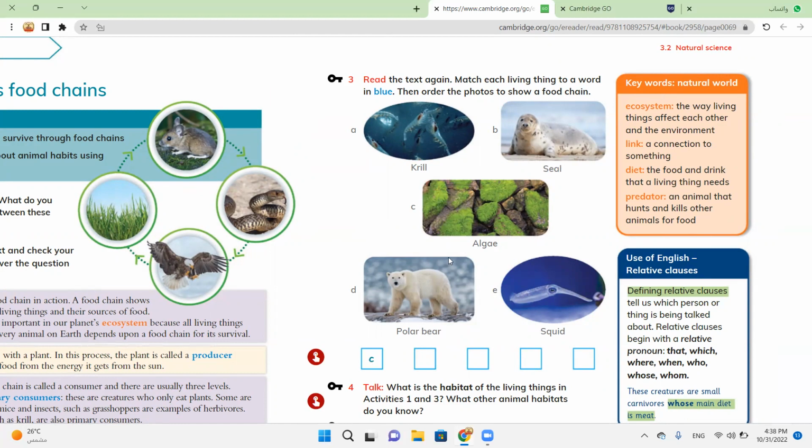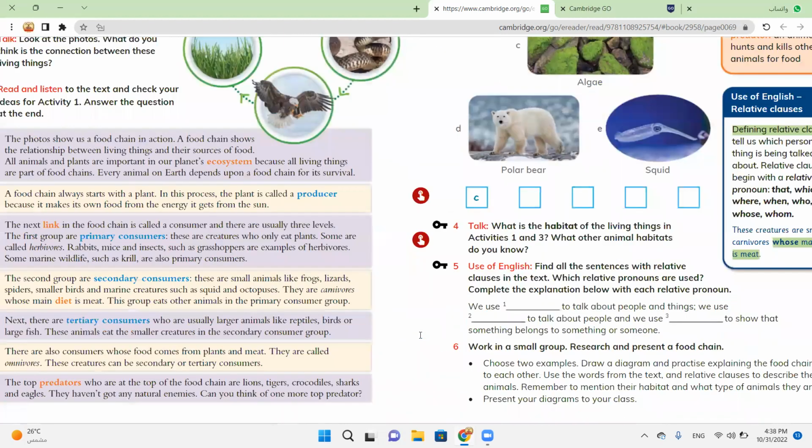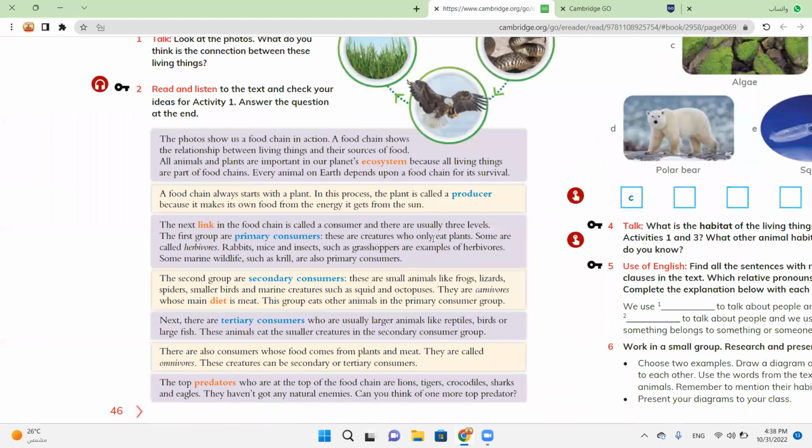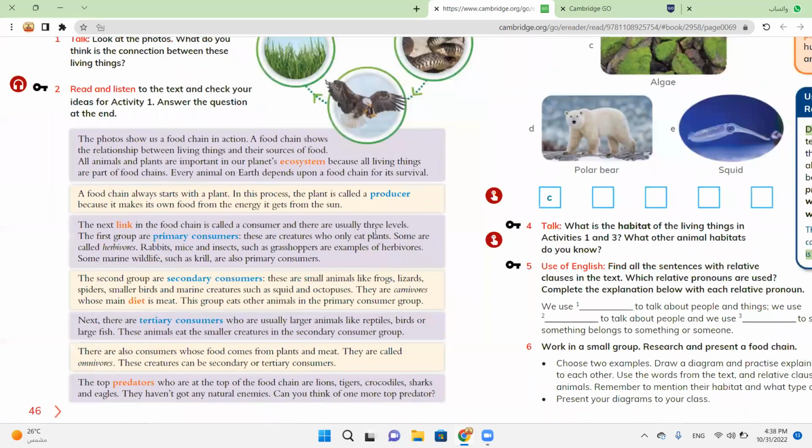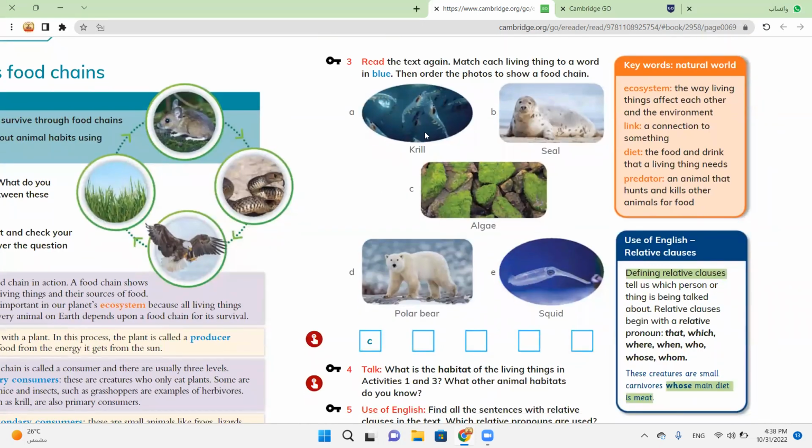So we already know that the polar bear is at the top of the food chain here, right? Because he is a predator. So we should put it at the top, the final part, D, okay? Now, we should start with the primary consumers, for example, creatures who eat only plants. So do we have any animal here that eats plants? The krill, okay, the krill. So the second one should be A. And you can do the rest.